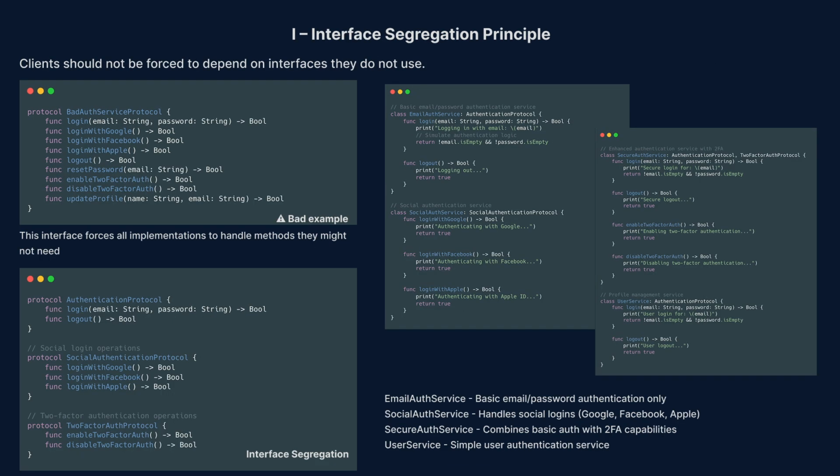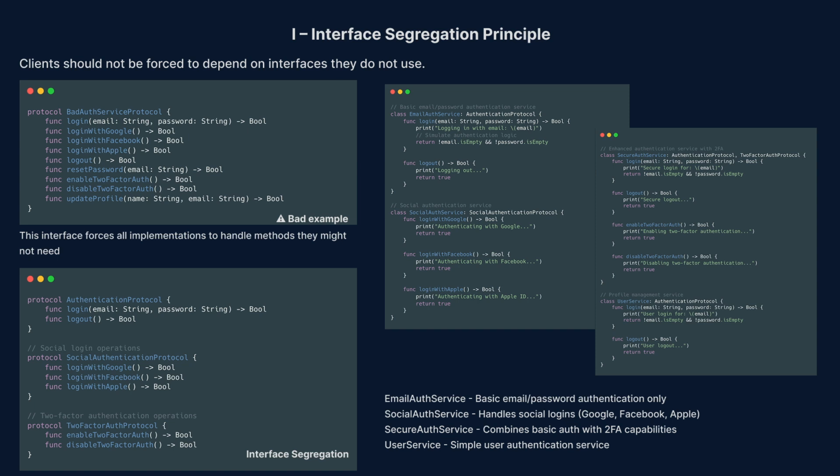The interface segregation principle, ISP, states that a class should not be forced to implement interfaces it does not use. In a typical login module, violating this principle often means having a large, all-in-one authentication protocol that includes methods for email login, social login, biometric authentication, and two-factor verification. This forces implementing classes to provide unnecessary or irrelevant functionality.